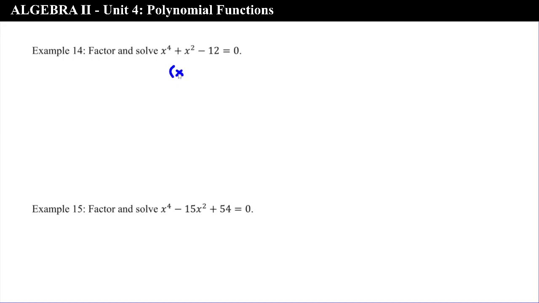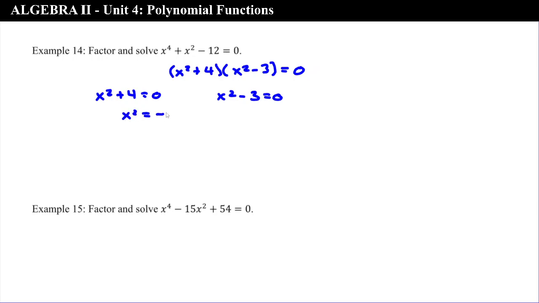So we've got x squared plus 4 times x squared minus 3 equals 0. We can't factor either of those any further, so we're going to have x squared plus 4 equals 0. And we're going to have x squared minus 3 equal to 0. Let's solve this first one. x squared equals negative 4. Take the square root of each side, and you get plus or minus 2i.